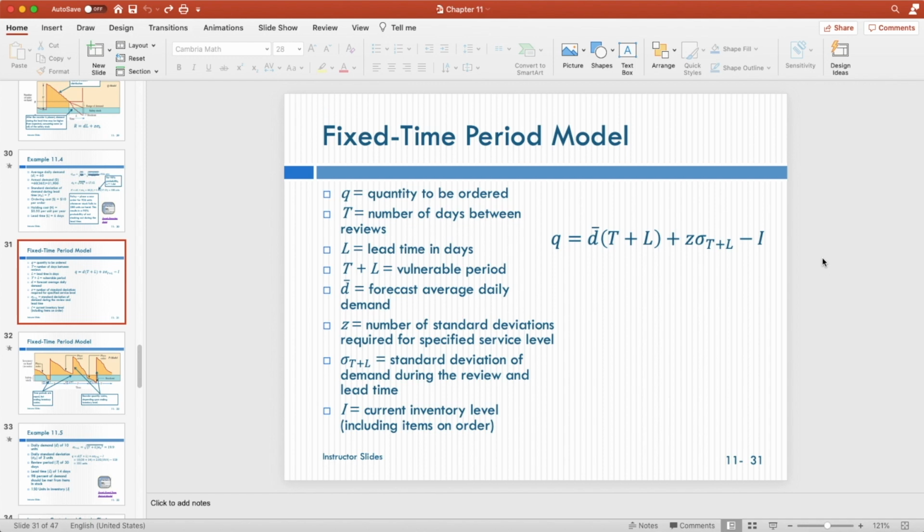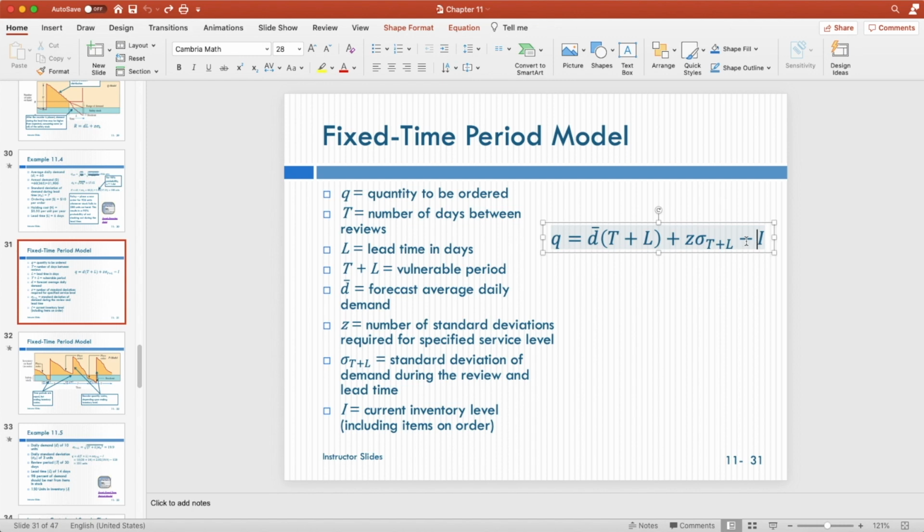There is one thing that is flexible within the fixed time period model. Each time you reach the review period and look at your current inventory, you need to decide the new amount that you want to order from your factory. How many to order depends on this equation. Remember, in the fixed time period model the order quantity is flexible, it's not fixed. In the fixed order quantity model that is fixed, but here it's not.